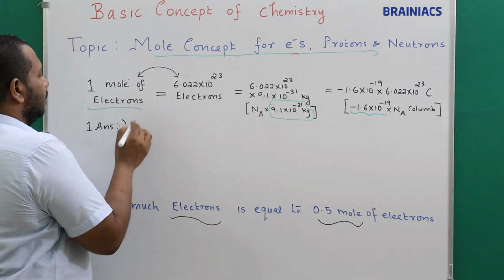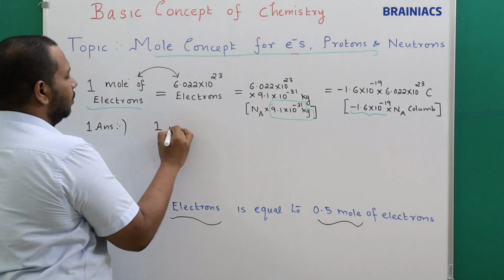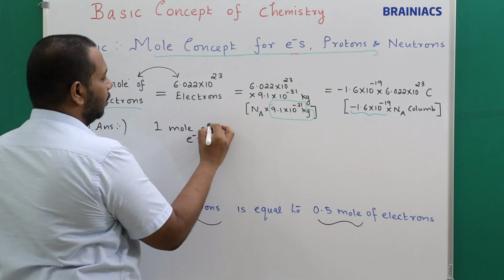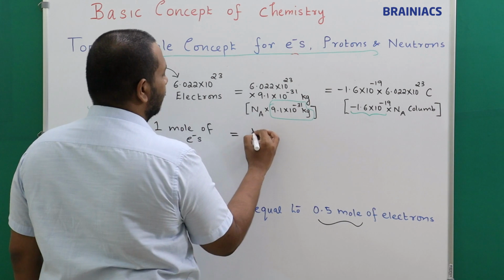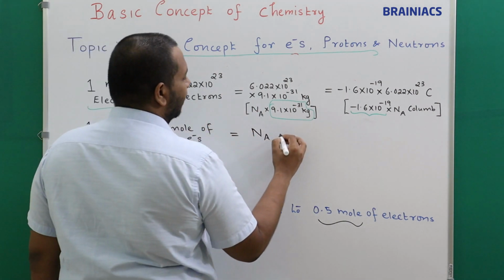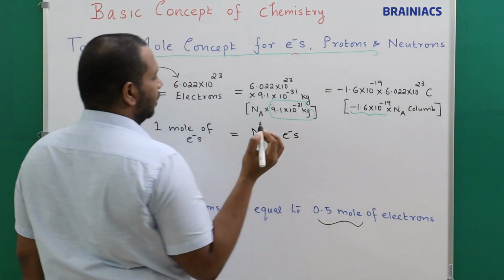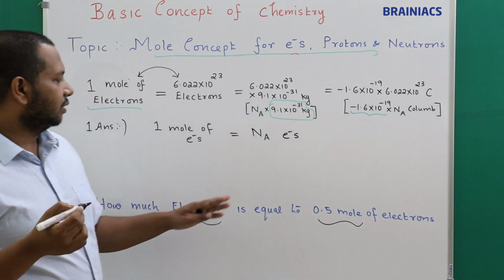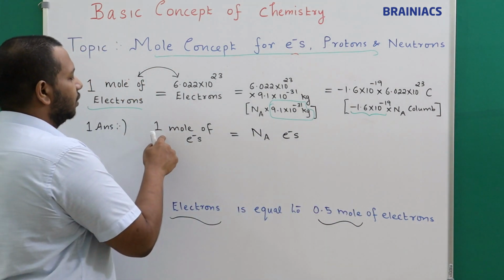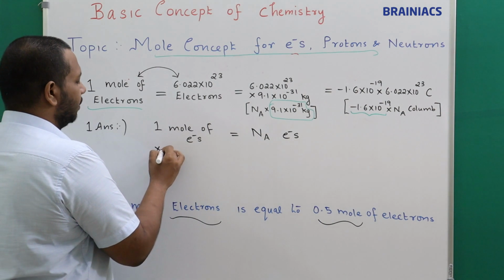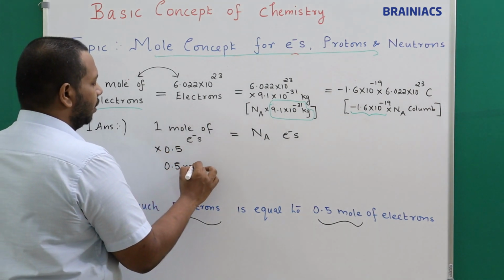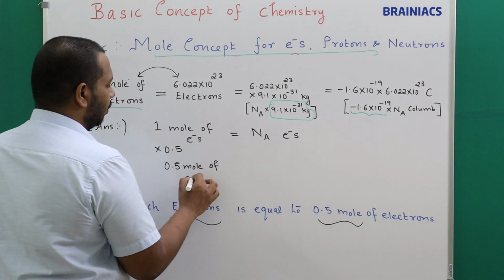Answer. Okay, so the fundamental relationship is 1 mole of electrons is equal to Avogadro number. I will use Na to write this number, that will be easy for everyone. Avogadro number of electrons. Now what they have asked is 0.5 mole of electrons. Now tell me how can you convert this 1 to 0.5? Multiply by 0.5. So this will become 0.5 mole of electrons.